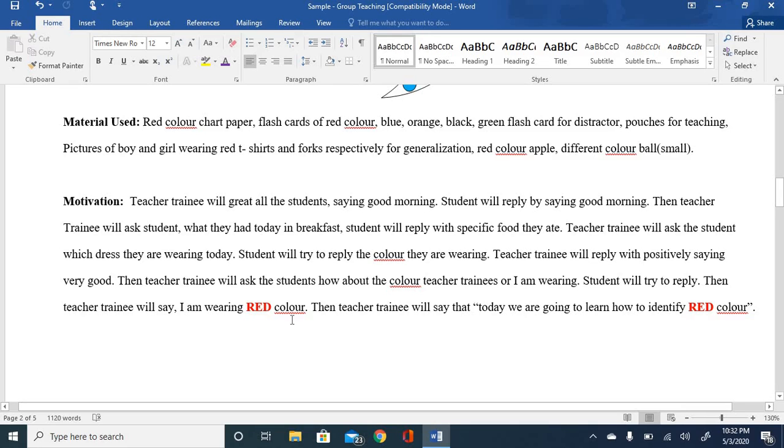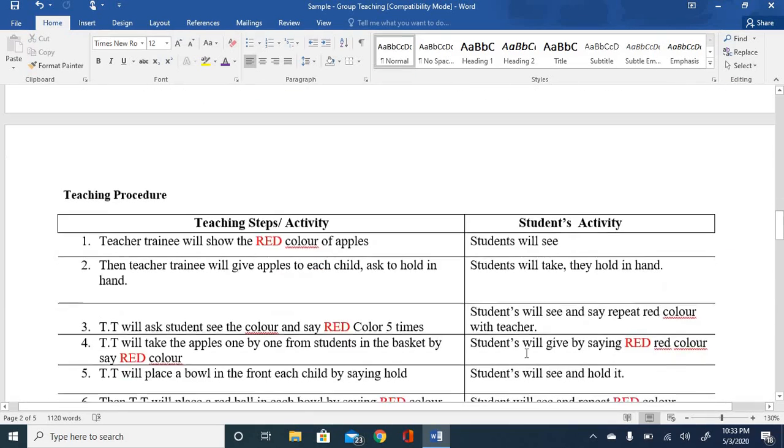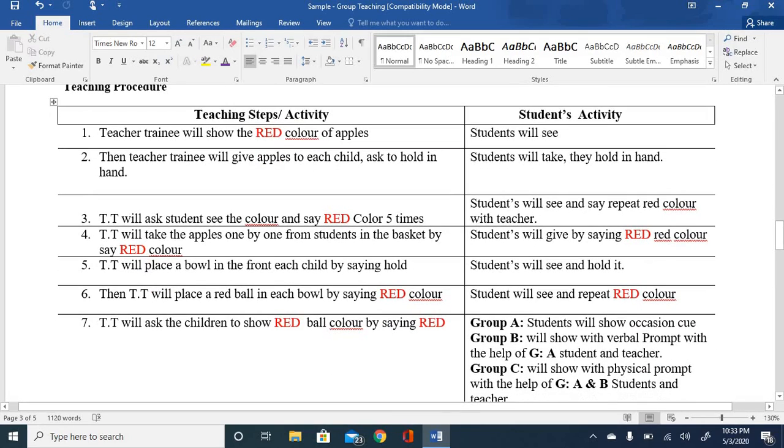Because you remember, intellectually disabled children will take more time to learn, they are slow in learning, and they want repetition. So this is very, very important where you have to think over before you teach. So make sure that you wear a red color on that day. That's a good technique actually. So then teacher trainee will say, today we are going to learn how to identify red color. So then you're going to initiate your class. Okay. So this you have to write. Okay, today we are going to learn how to identify a red color. Then you have to start your session. Then teaching procedure. See now how the teaching procedure looks.